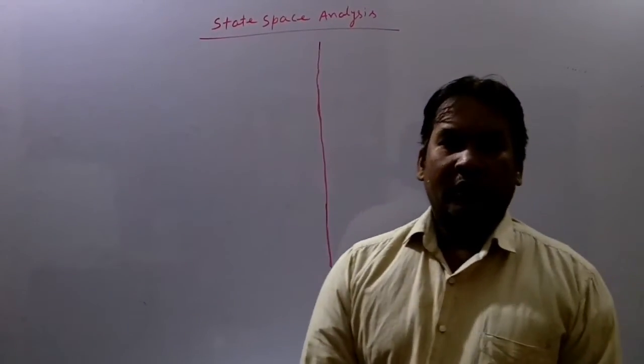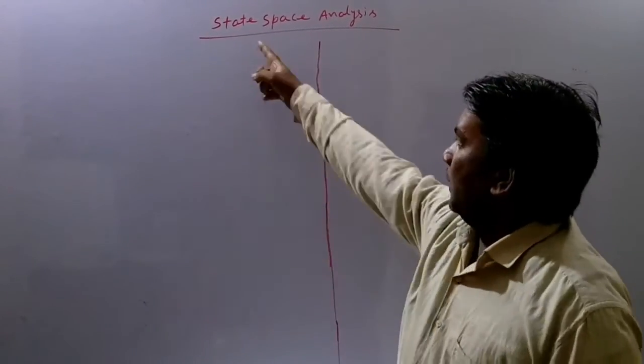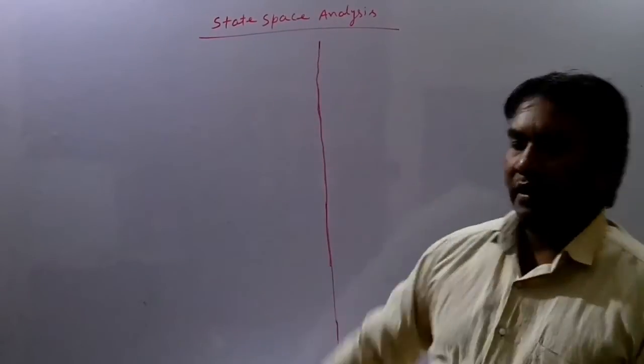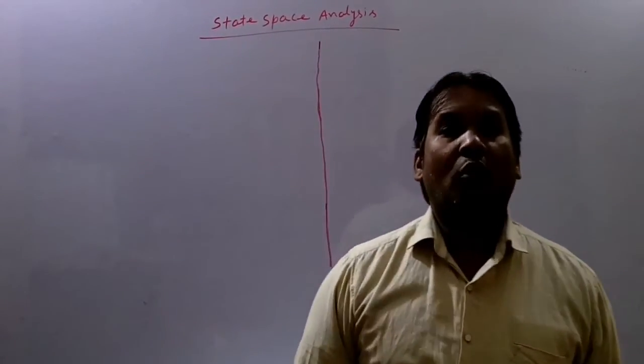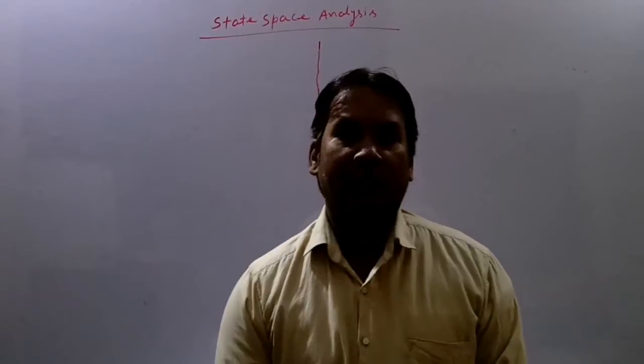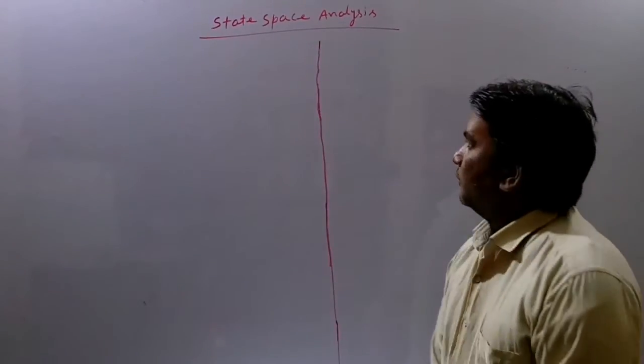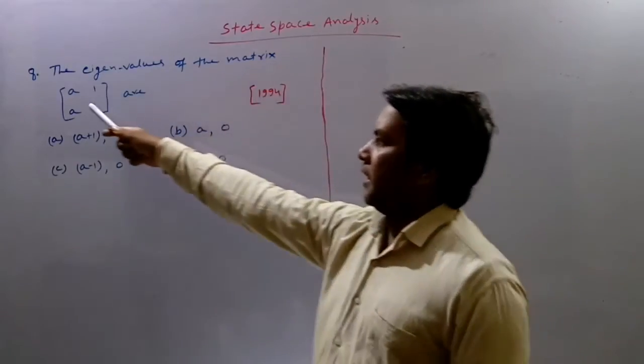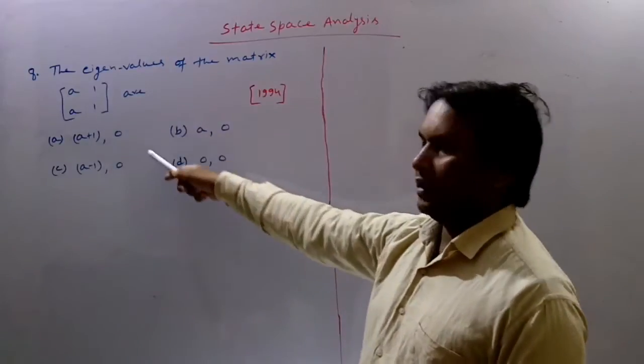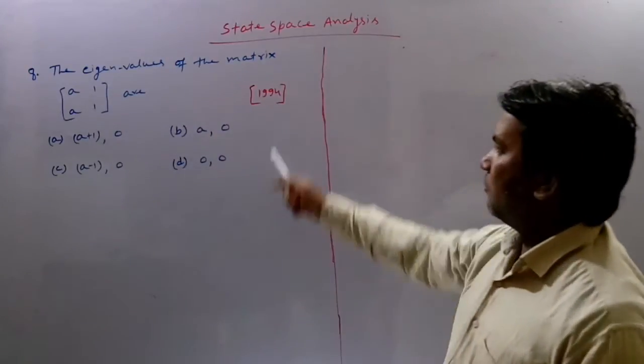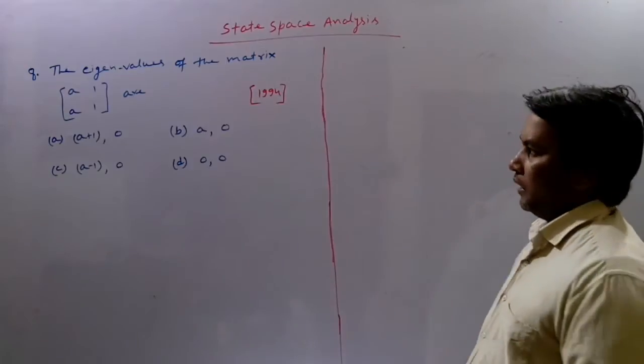We are in the third class of state space analysis. In fact, we can say third problem solving class of state space analysis. Eigenvalues of the matrix A are. There are four alternatives given, and this question has been asked in GATE 1994.